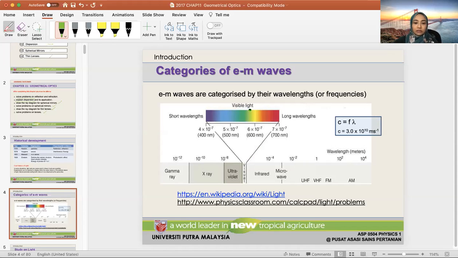Okay, so this is called the visible light. For UV light, you can't see it, but it's there. And then we also have infrared, X-ray, gamma ray, microwave, and so on. So these are the waves that you can't see, but the ones that you can see are called visible light.